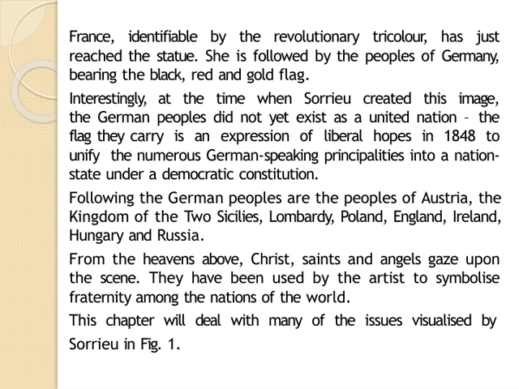Following the Germans, we see representations of Austria, the Kingdom of the Two Sicilies, Lombardy, Poland, England, Ireland, Hungary, and Russia. This diverse group of nations highlights the artist's vision of unity among different peoples. Above, we see Christ, saints, and angels gazing down on the scene. Their presence is symbolic, representing divine fraternity among nations, an ideal that underpins the entire image.